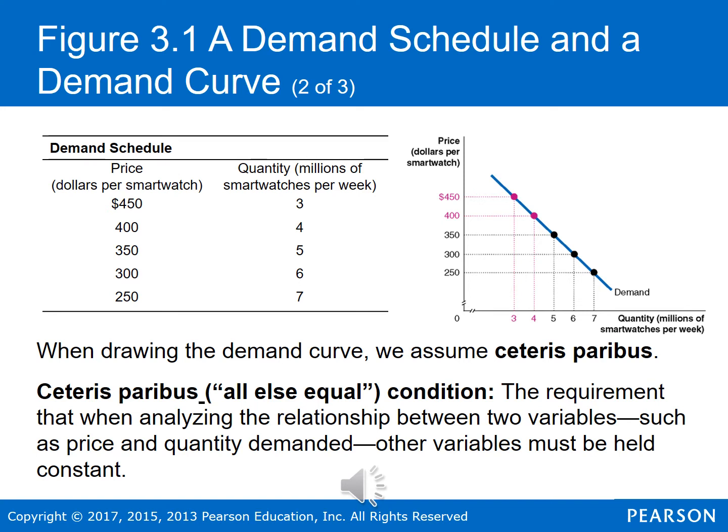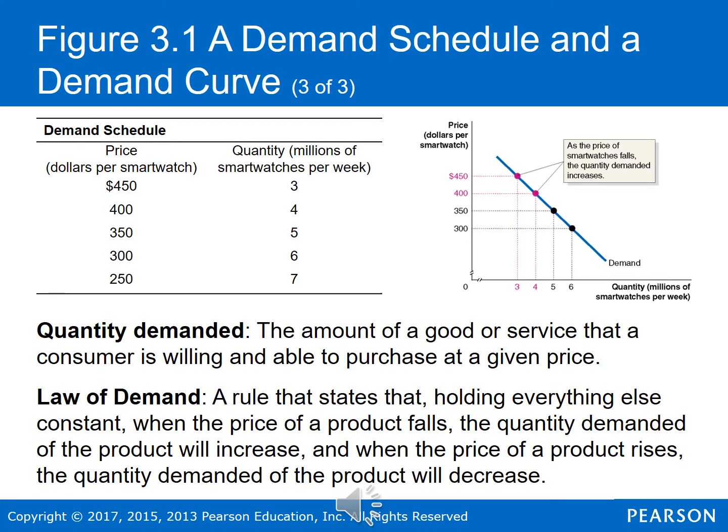Because remember, these are the two things that we're investigating, that we're trying to understand. So now when the price is $450, we say the quantity demanded of the good, in this case smartwatches, is 3 million smartwatches per week. The definition of the quantity demanded is the amount of a good or service that a consumer is willing and able to purchase at a given price. So at that price of $450, there are 3 million smartwatches that consumers are willing and able to purchase.